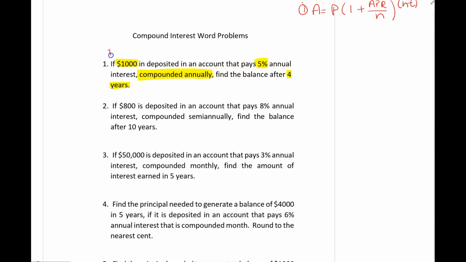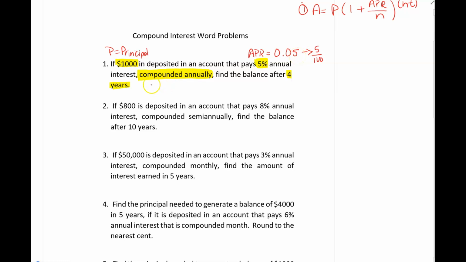So P is your principal. And again, that's how much you're depositing into the account, or the 1,000. Your APR is your interest rate, but it has to be converted to a decimal. So if you remember, you take 5, you divide it by 100, which means you're going to move the decimal 2 places to the left, which gives you 0.05.